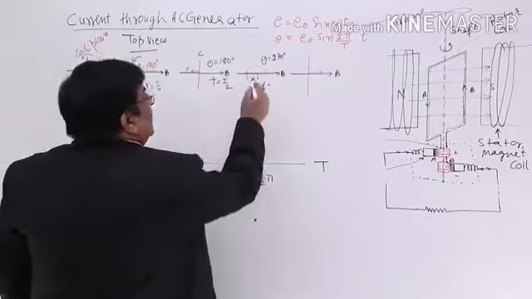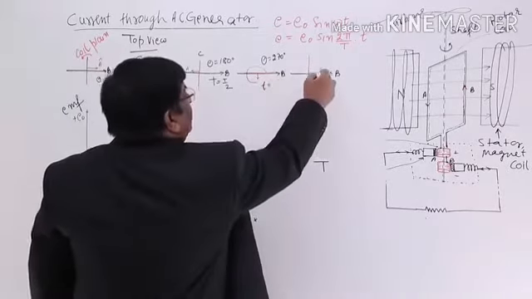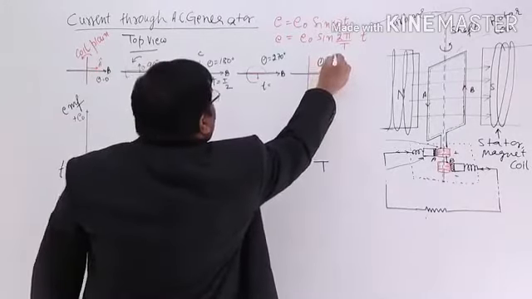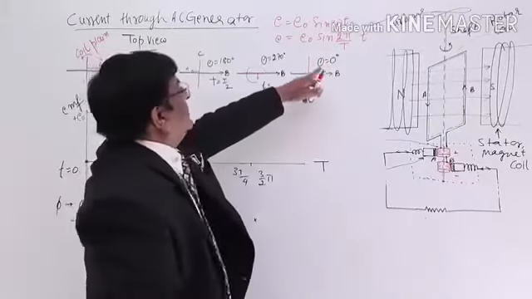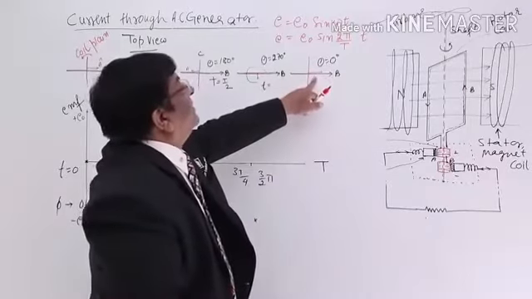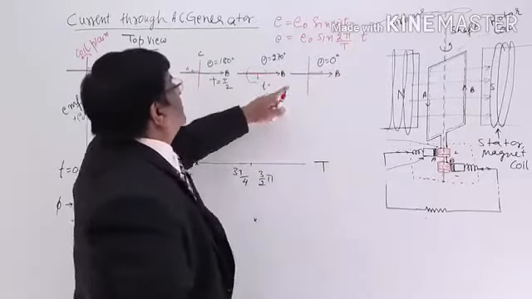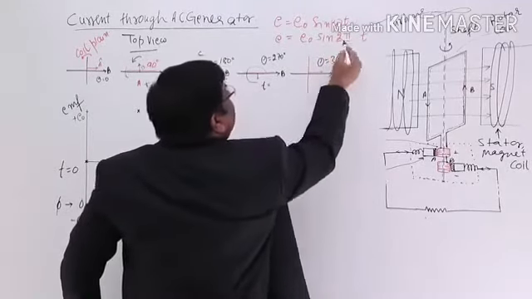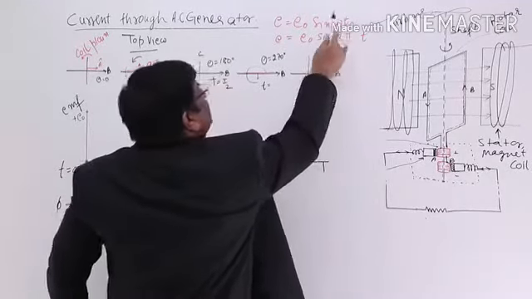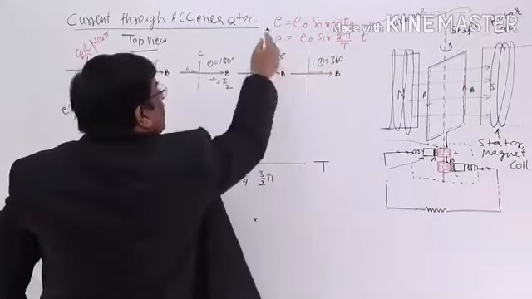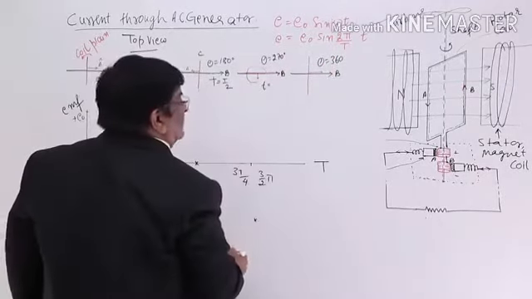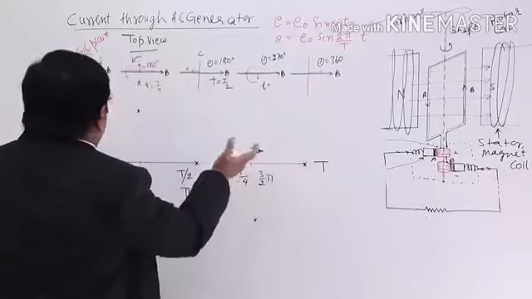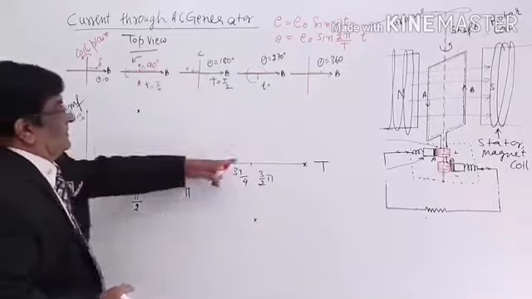Now, again it rotates 90 degree more and comes here. When it comes here, theta is equal to 0 degree, or you can say after 270, it is 360 degree. Well, no difference because sine 360 is again 0. So EMF becomes 0 and one cycle is complete. Here again EMF is 0.